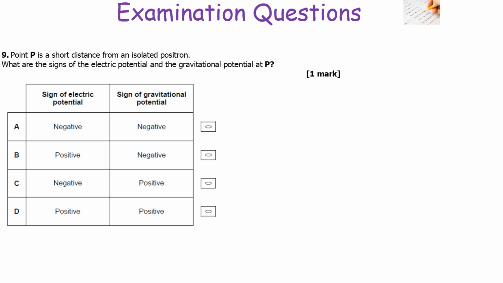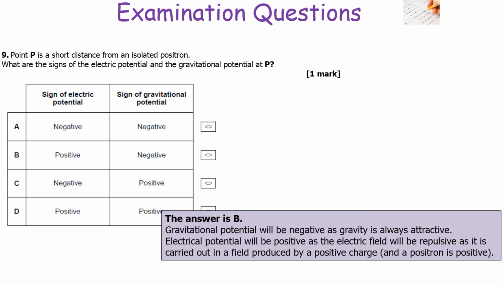Right, our answer is going to be B, because gravitational potential will have to be negative, because gravitational potential is always negative, because gravity is always attractive. Now, in this instance, the electrical potential will be positive, as the electrical field is repulsive, because it's carried out in a field produced by a positive charge, and the positron is a positively charged particle, so therefore you'll get repulsion, which is indicated in potential with a positive value. So our answer is B.